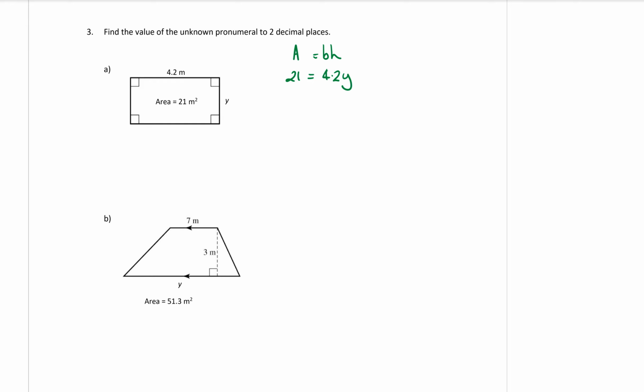Now it's a little equation to solve to get the y by itself. To get the y by itself, I'm going to divide by 4.2. Now, I'm doing this in red.